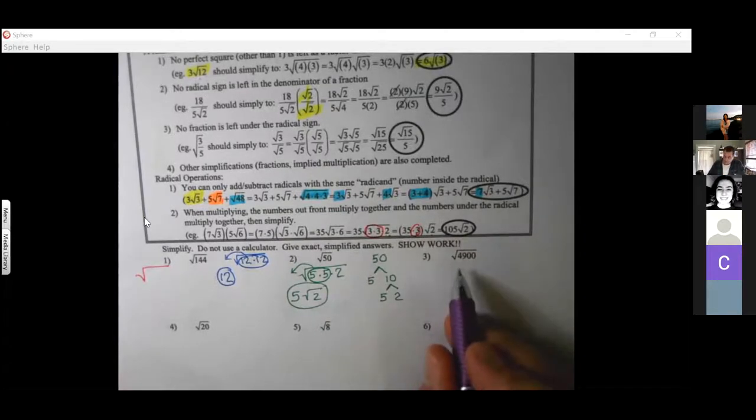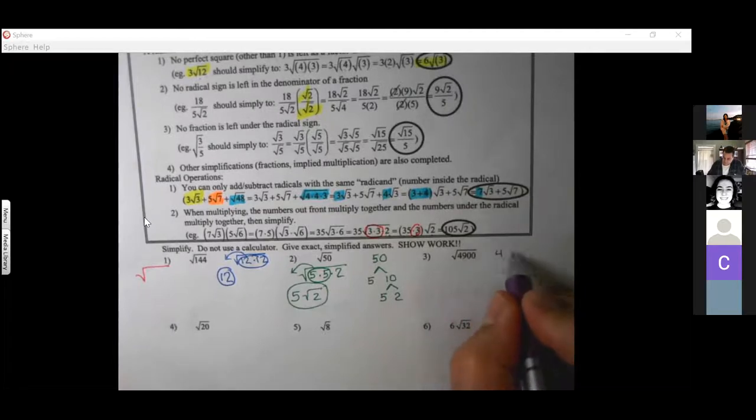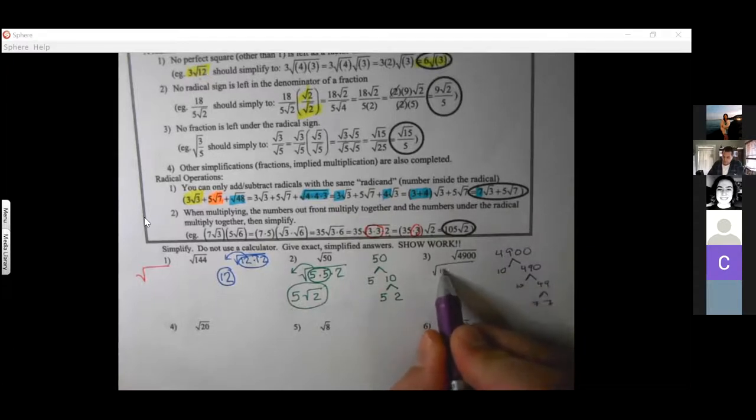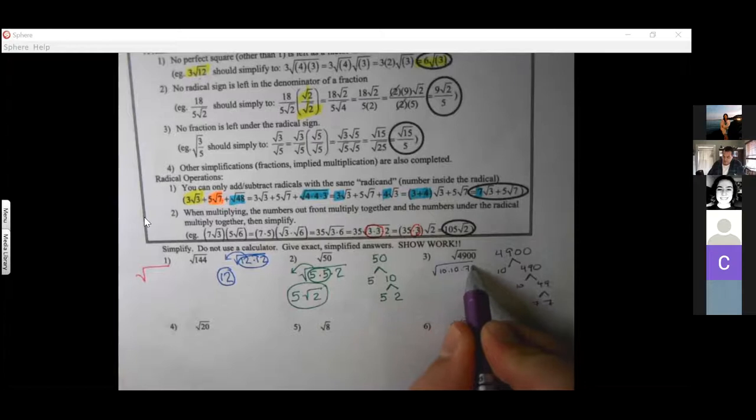What about number three here? Well, I'll take the number on the inside and I'll factor it as best I can. The zeros mean 10. So I could do 10 times 49, another 10 times 49, which is 7 times 7. Should I take these tens down to fives and twos? I could, but notice that I've already matched up, so there's really no point. I've got 10 times 10 times 7 times 7.